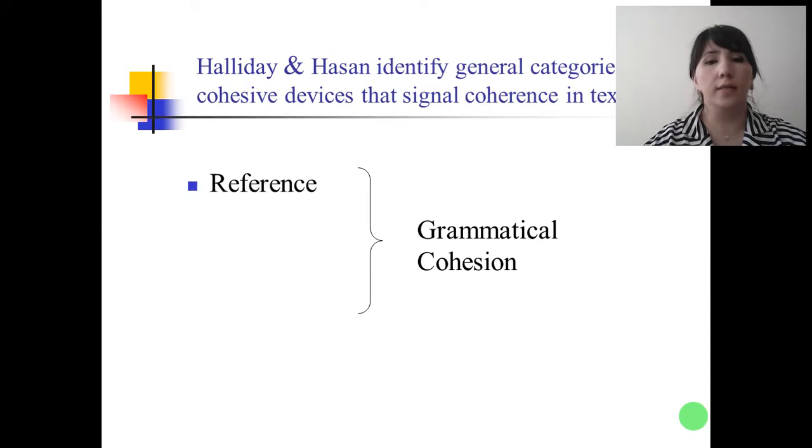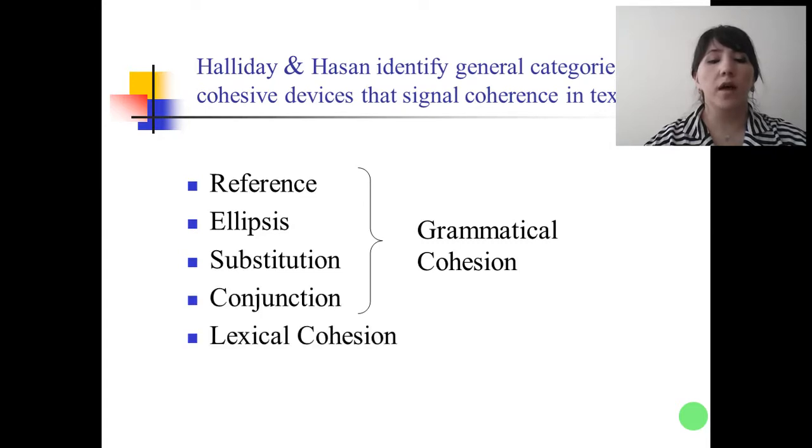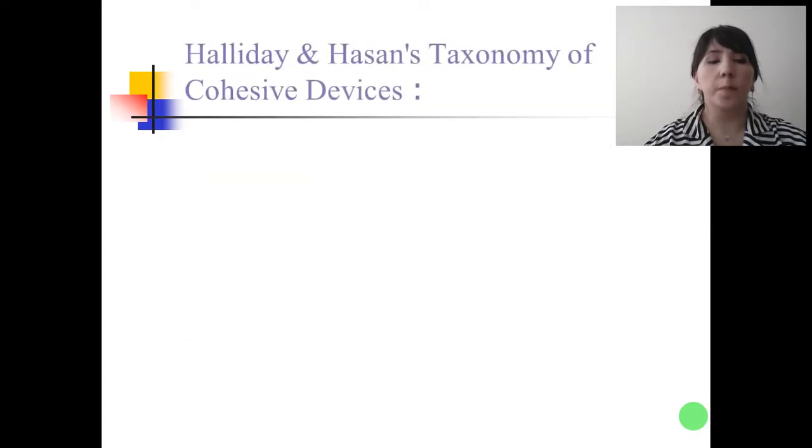Halliday and Hasan identified general categories of cohesive devices that signal coherence in text. Reference, grammatical cohesion. Ellipsis is also grammatical cohesion. Substitution, conjunction, lexical cohesion. Halliday and Hasan's taxonomy of cohesive devices.